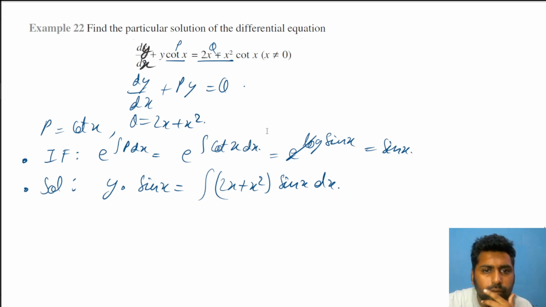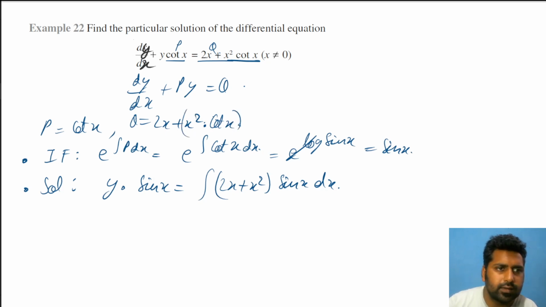Oh, this is not x square, this is x cot x. Oh, so there is an x square cot x, I think. Let me check whether that cot x is being multiplied with both the terms or just that. No, it's with the x square only. Okay, so fine, I'll change this also. Okay, this is x square cot x. I'll have to change. There's a lot of misprint in this question.